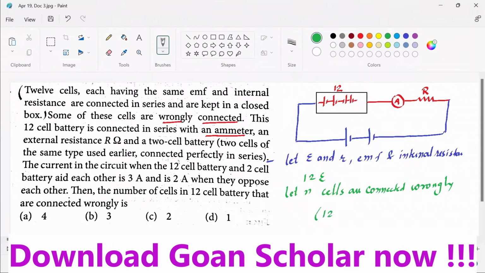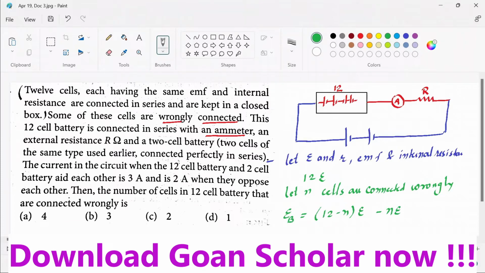12 minus N. What's the equivalent EMF of this? 12 minus N into E. These are the batteries which are connected correctly, minus how many of them are wrongly connected, N, and each has what EMF? E. This will be the equivalent EMF of the closed box. Let me put it as E.